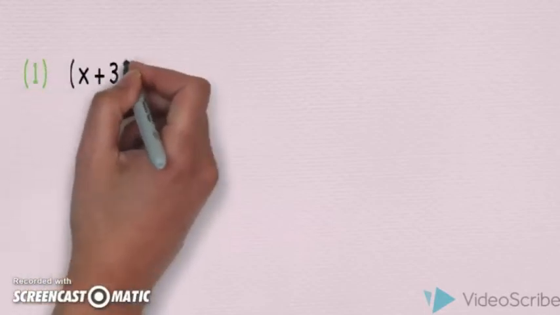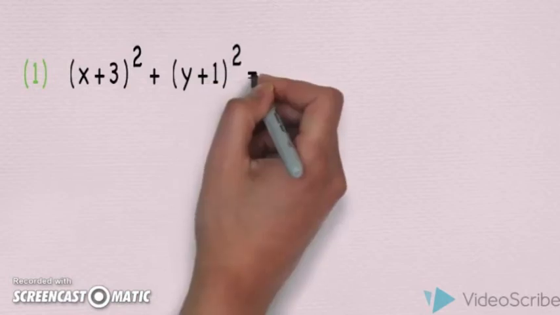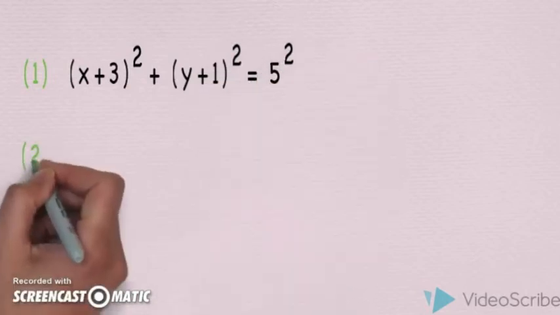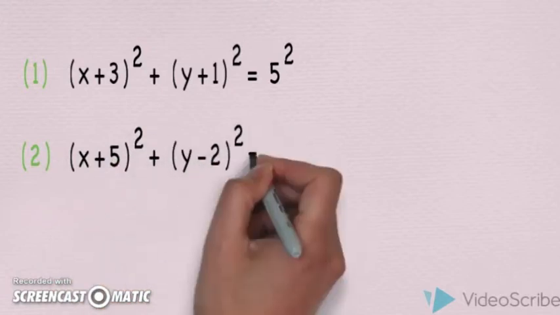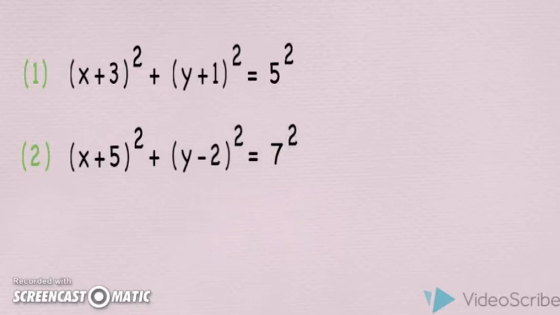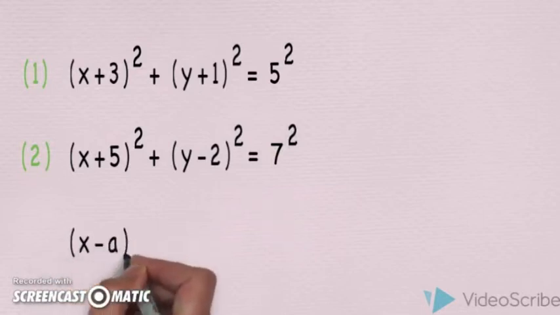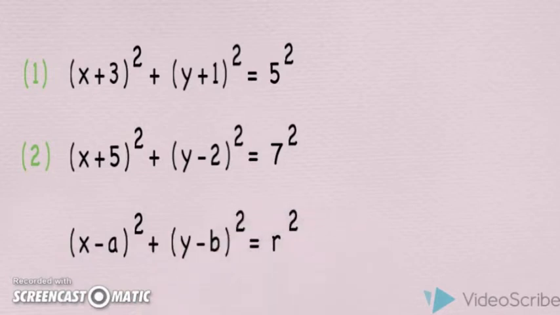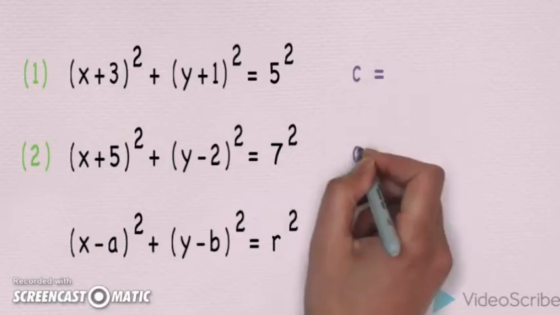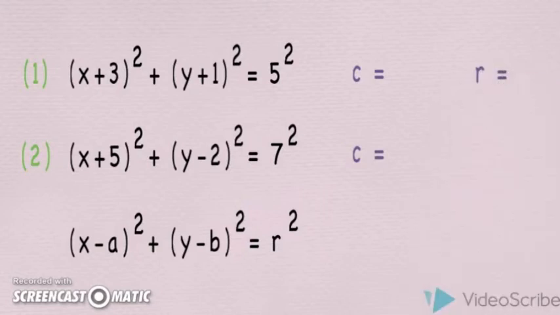So if we look at our two examples, after we had completed the square for each, we can compare these to the standard form of the equation. Each equation, we can see, has corresponding values for A, B, and R. Knowing that this equation represents a circle, we know that the coordinate AB gives us the circle's center, and R gives us the radius of that circle. So from this, what are the centers and radii of our two examples?